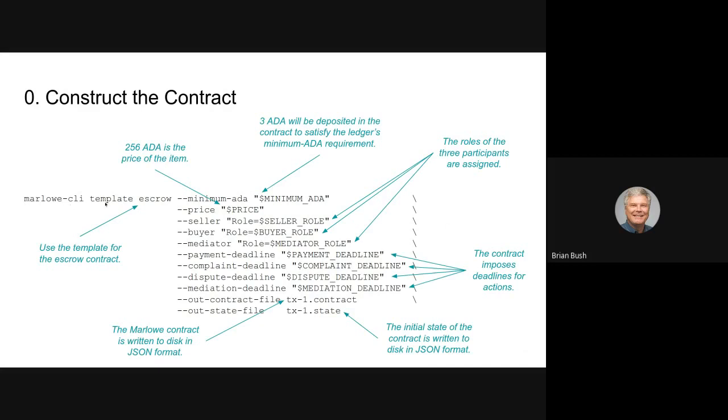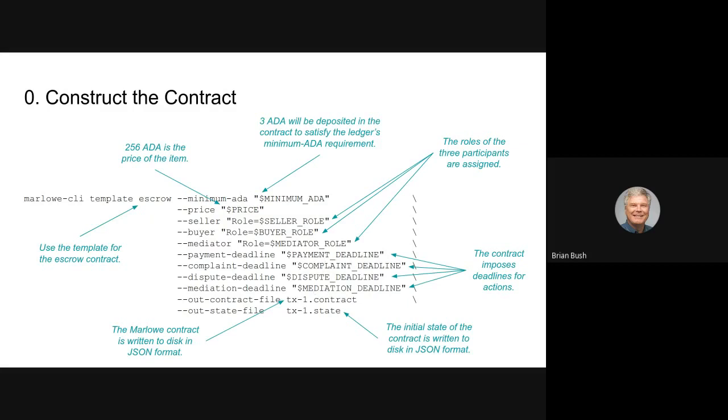You just say, we're going to use the template called escrow, and this is all the input we have to give it. We're going to give it 3 ADA to start off the contract to hold at the script address. We're going to say the price is 256 ADA. We give the names of the seller, the buyer, and the mediator. We list these 4 deadlines that are in the contract.